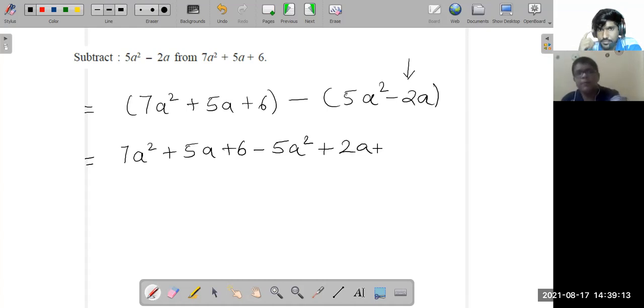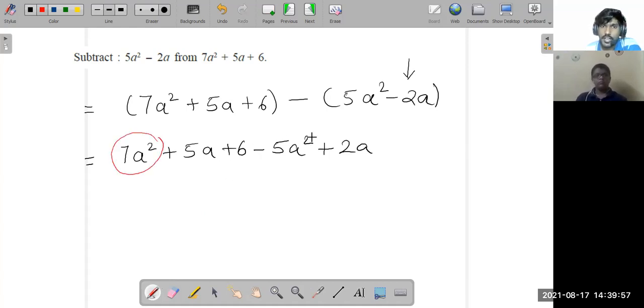But after 6, there is a minus already. So minus into plus would become minus, right, sir? Yes. After 6, there is a minus, and 5 has a plus. So plus into minus will become a minus. Correct. If this were minus, then it would be a plus, but we'll not do that. Now next you write the like terms together.